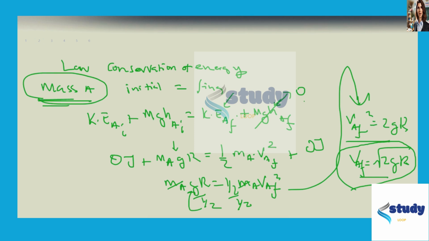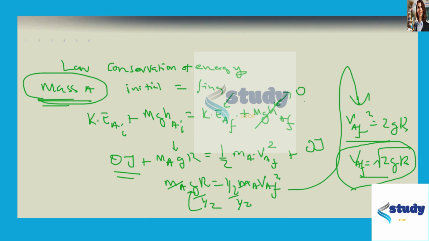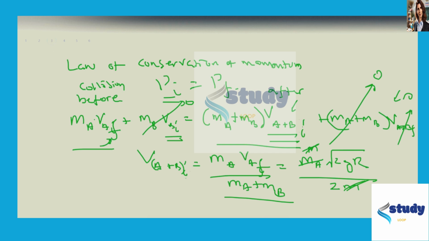And so here we focus on mass A. The initial kinetic energy is 0 because it's not moving, since its initial velocity is 0. And then the initial potential energy, because it's elevated a distance of r, is going to be m_A g r. The final potential energy is 0. It does have a final kinetic energy just before collision, and so we get the final velocity, which is radical 2gr.